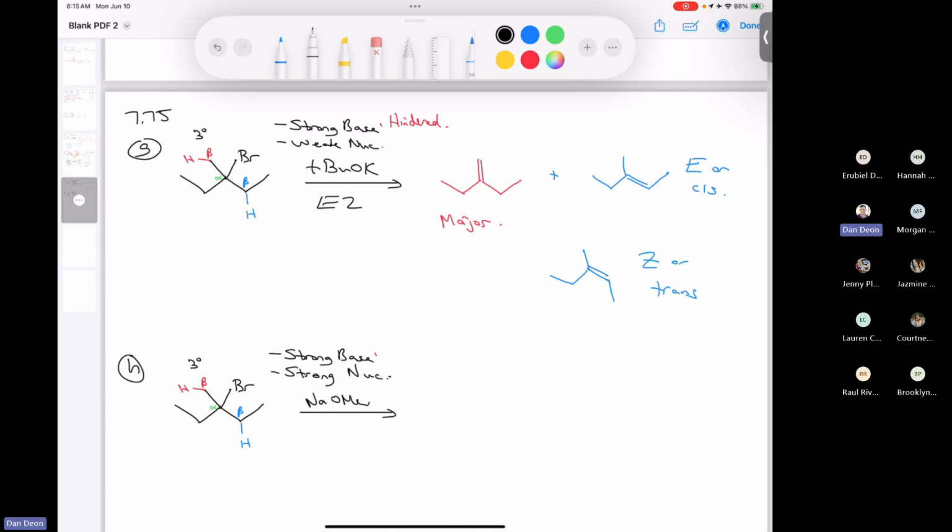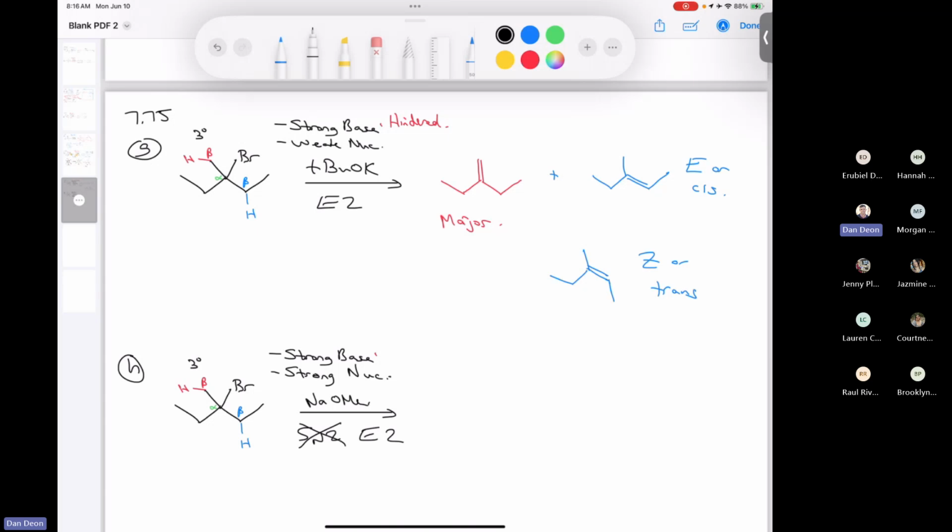However, since we have a tertiary alkyl halide, we're not going to get any substitution whatsoever. It's not going to happen. And so you can just take the SN2 and cross that off completely. It's not going to happen. And again, it's because our substrate is tertiary. So we're going to get the exact same alkenes that we did before.